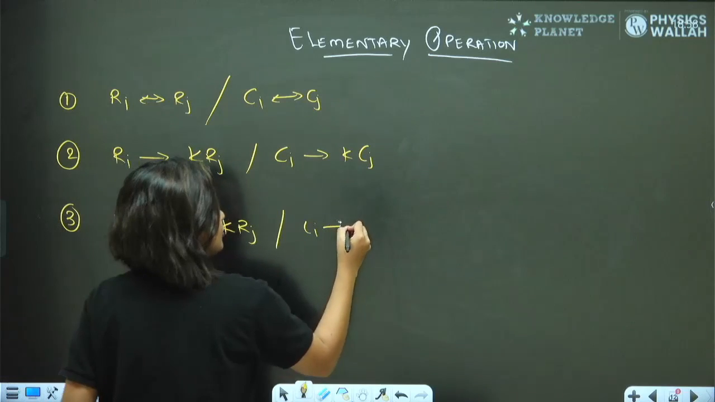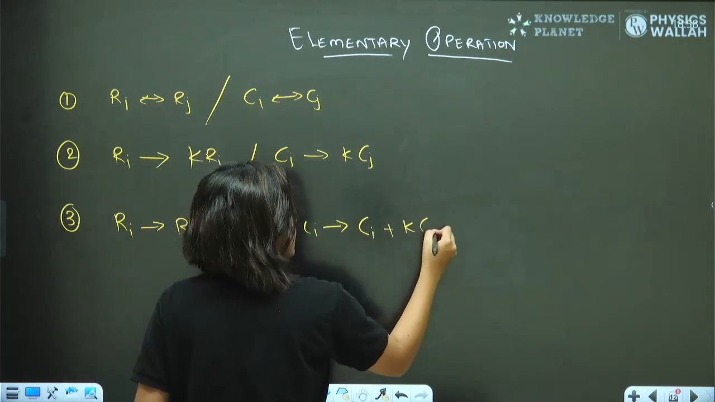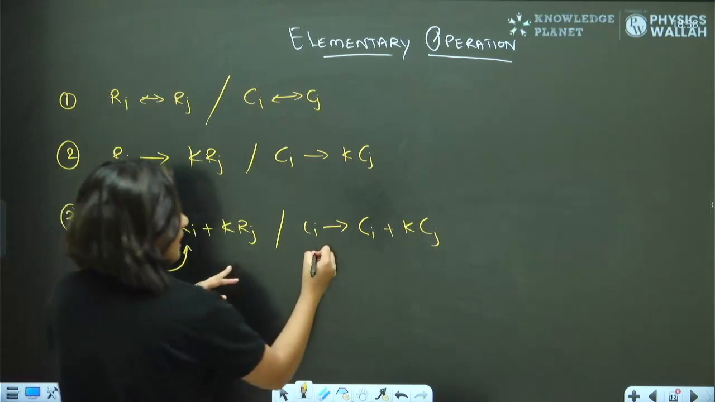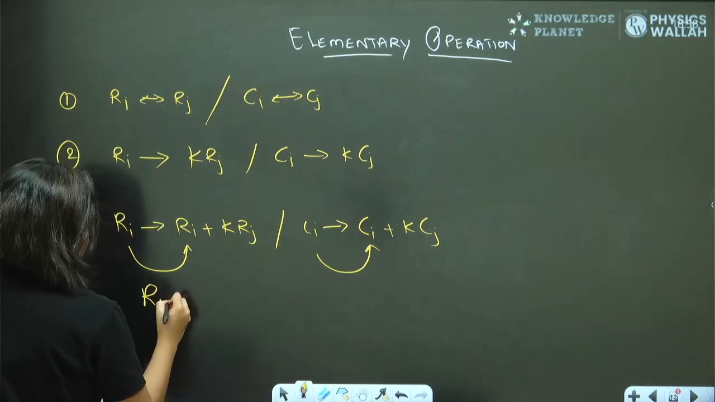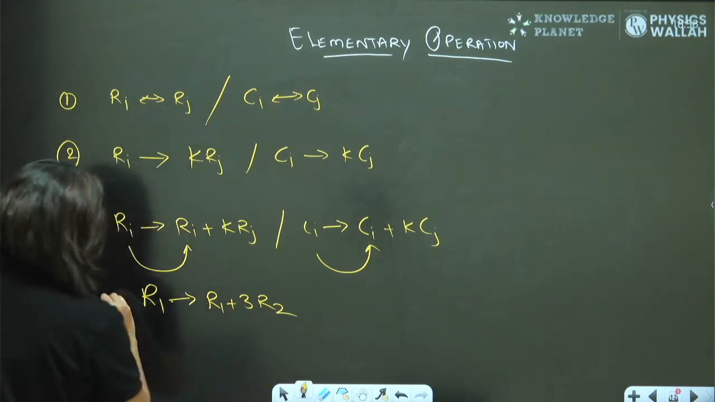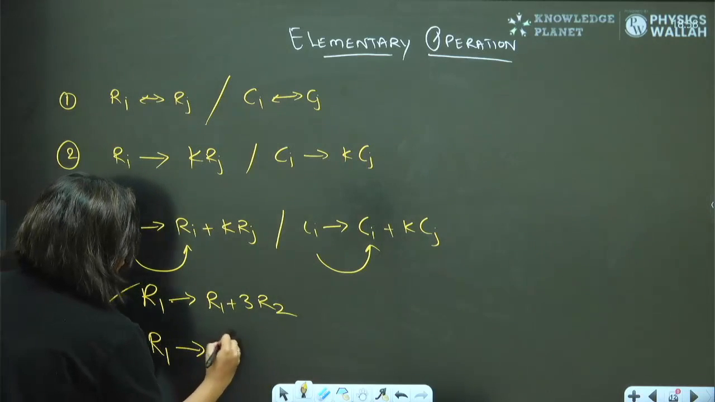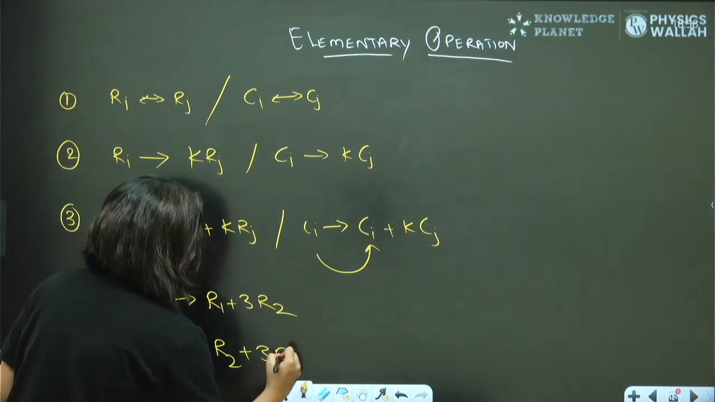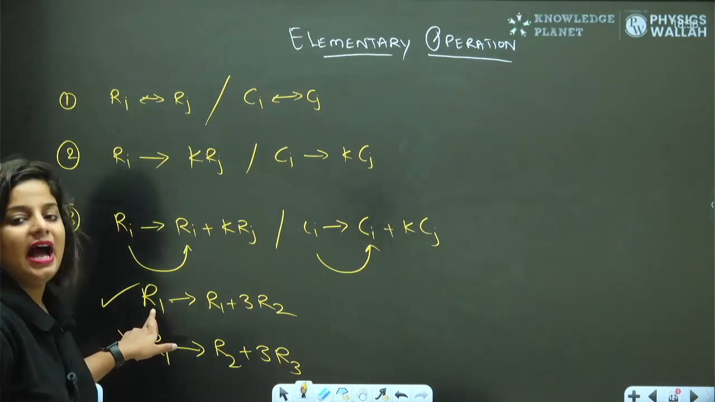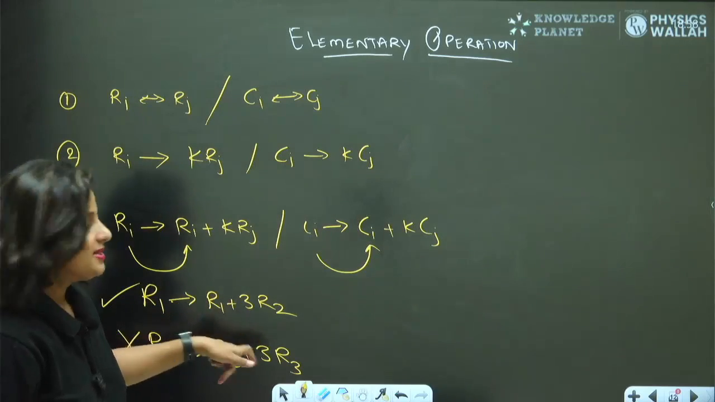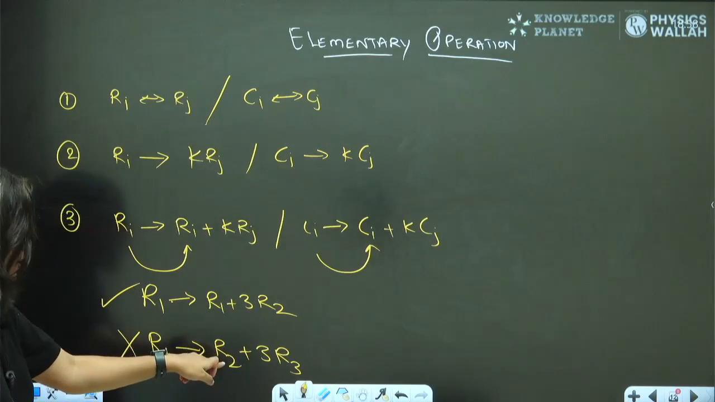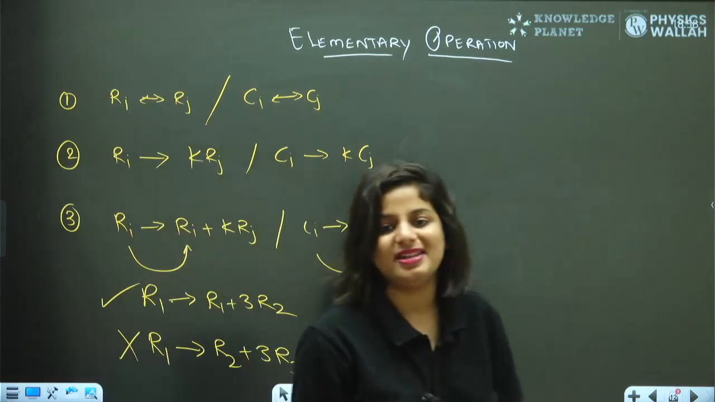Similarly, Ci changes to Ci plus K times Cj. It's very important to note that here there is Ri, here also it should be Ri. Some students write it the other way around. R1 changes to R1 plus 3 times R2. This is fine, allowed. R1 changes to R2 plus 3 times R3, is it allowed? No. If you're changing R1, you have to take help of R1. Similarly, if you're changing, let's say C1, you have to take help of C1 to change it. The second one is not allowed. Whatever you're changing should be present on the right hand side.